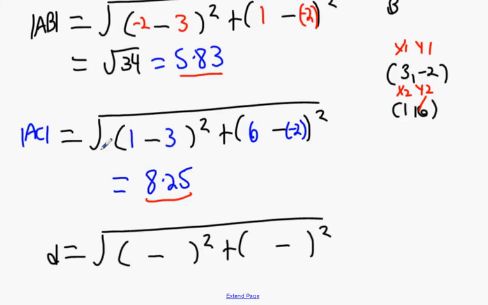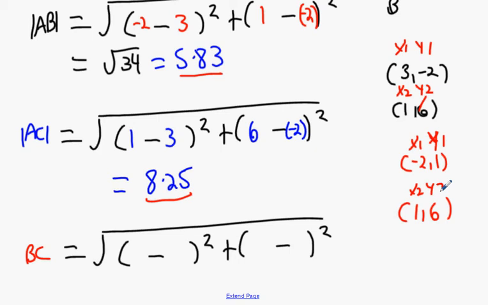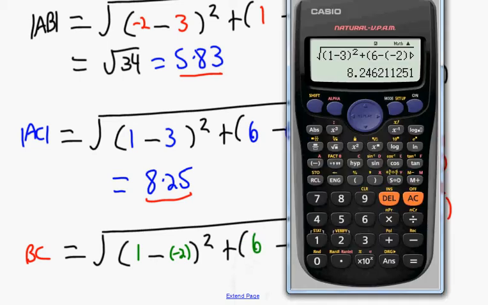So next, guys, we get the length of B to C. What are the points B and C? C is 1, 6, and B is minus 2, 1. Let's go again, guys: x1, y1 and x2, y2, and this time we're doing BC. Everybody happy enough with that? Put it in: 1 minus minus 2, 6 minus 1. Go back to the calculator.